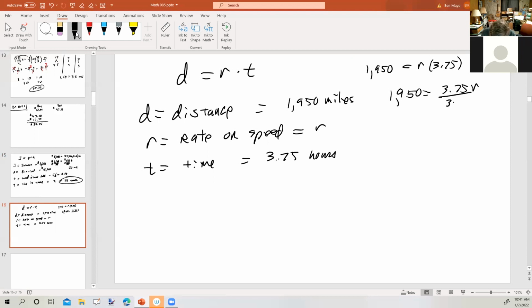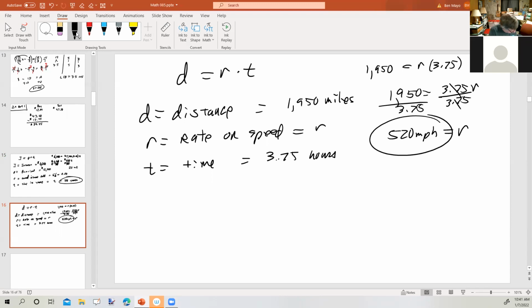We'll divide both sides by 3.75. So we've got, let's see here, 1950 divided by 3.75. And that comes out to be 520, and that would be miles per hour. Any questions there? All righty.